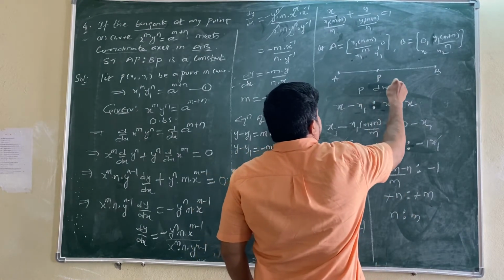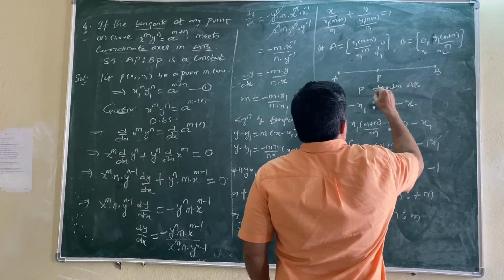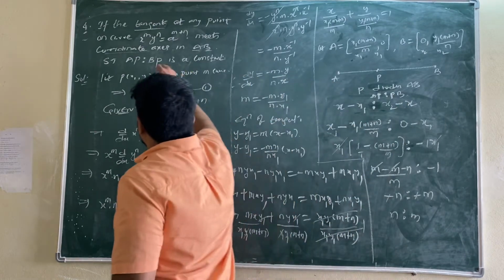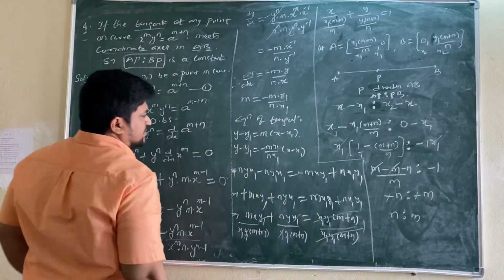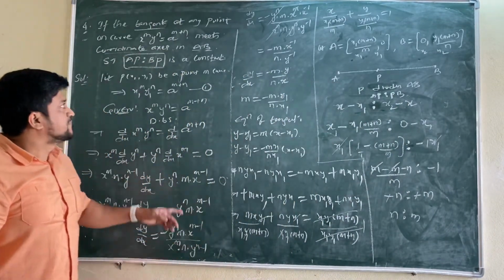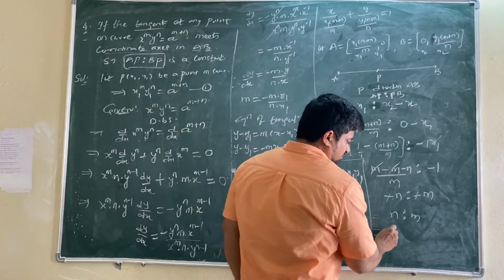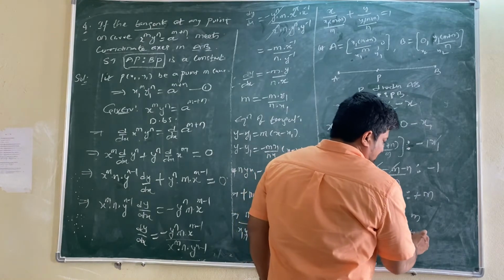P divides AB. AP is to PB we are finding. What we are finding? AP is to PB. Check once again. Is a constant now, you will not get any xy here. So we got constant value. Anywhere ratio is constant only.